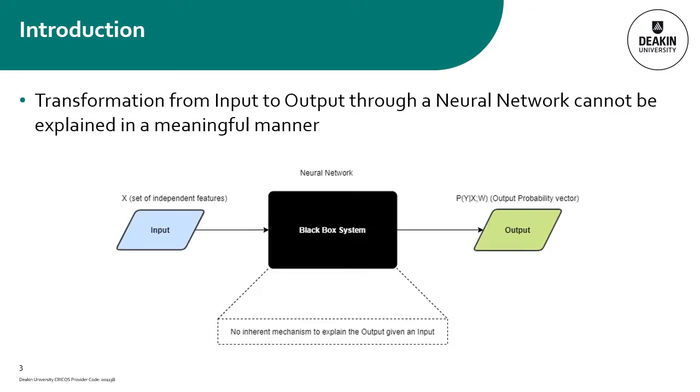So currently the transformation from input to output through a neural network cannot be explained in a meaningful manner, which makes the existing neural networks equivalent to black box systems. In a black box system, we have an input which is transformed through a series of processes or steps into an output, but the system cannot inherently explain why a certain output has been produced given a certain input.